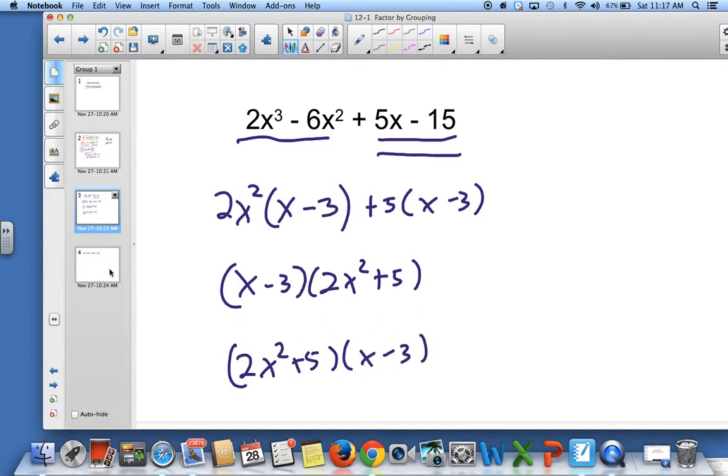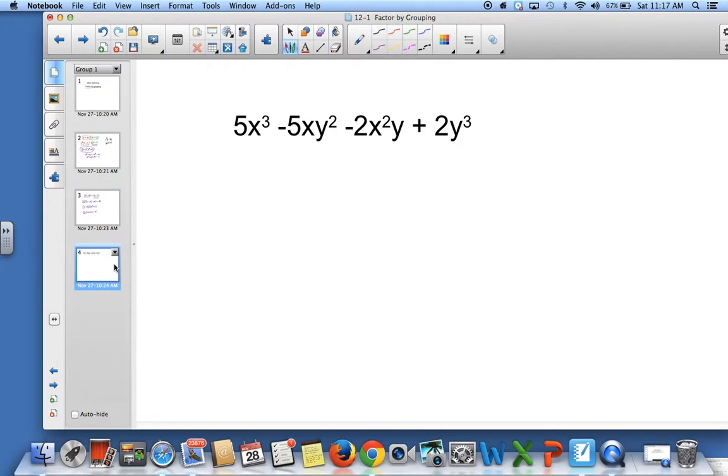The last one is a little bit trickier, and we have x's and y's and a whole mess of stuff. Let's see what we have here. We'll first do this term right here, and then we'll do this one here. There's a little trick with this one we have to work on. For this one, the common term would be 5x, parentheses. What's left here is going to be x squared minus y squared.